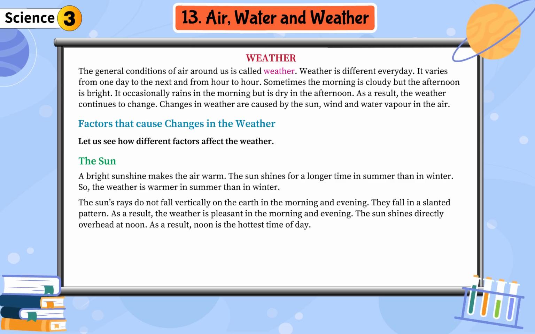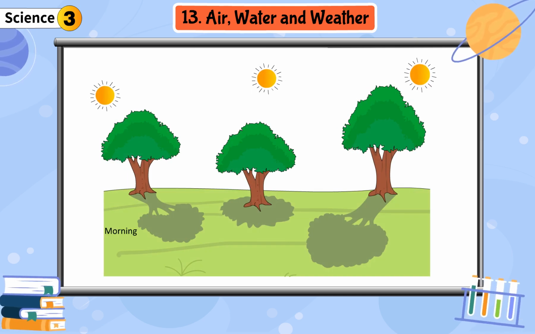The sun shines directly overhead at noon. As a result, noon is the hottest time of day. Morning: slanting sun rays. Noon: straight sun rays. Evening: slanting sun rays.